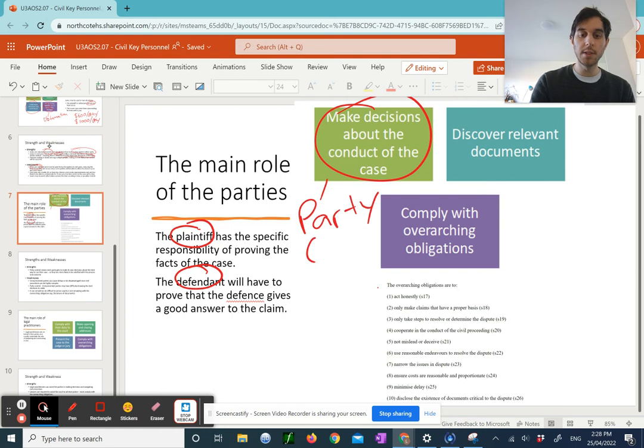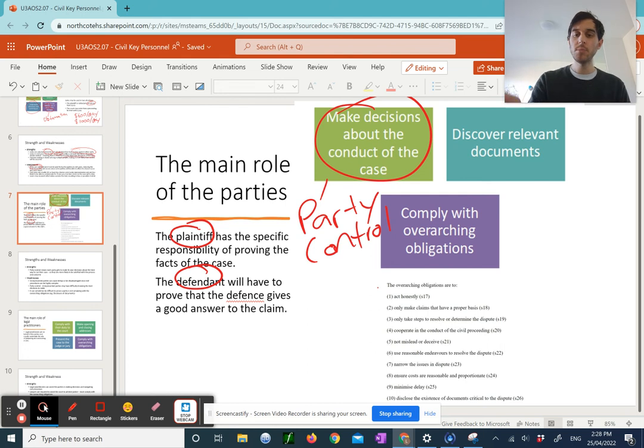And what that means is that these two people, the plaintiff, the person who says they've been wronged, and the defendant, the person who says they've done nothing wrong, have full control over the strategy of the case. They get to make decisions about what witnesses to call, what evidence they're going to use, what legal arguments they're going to make. These two people, the two people affected most by the case, are the ones who make the decisions about how to run the case.